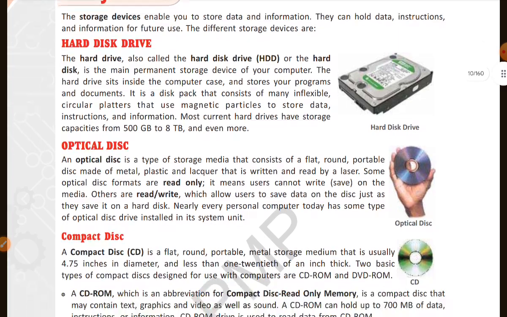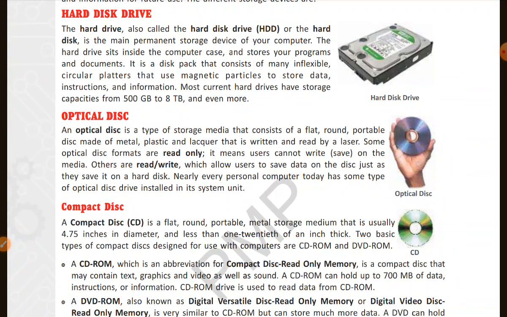The next storage device is the optical disc. An optical disc is a type of storage media that consists of a flat, round, portable disc made of metal, plastic and lacquer that is written and read by laser. These are flat and round in shape, the same as a CD. Laser technology is used to read the data stored inside these optical discs.